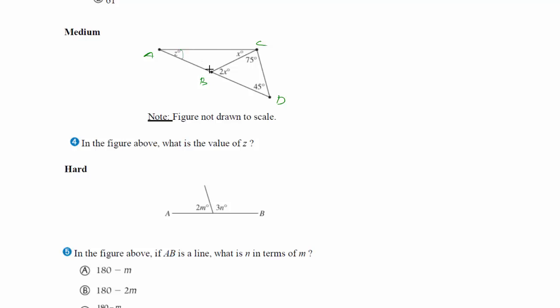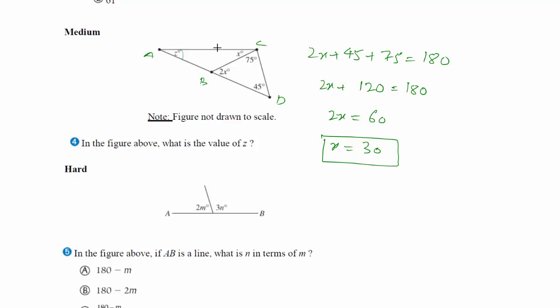So what we can do is take another triangle, BCD, right? And we know that the sum of the angles of a triangle is 180. So you can take 2x plus 45 plus 75 equals 180. So 2x plus 120 equals 180. So 2x equals 180 minus 120, that's 60. So x equals 30.